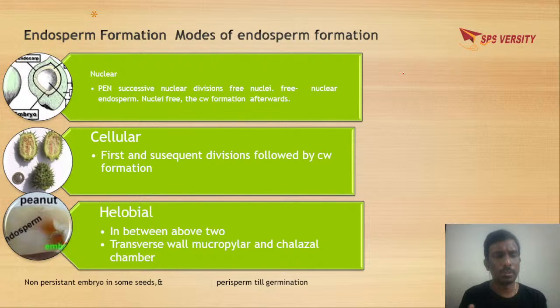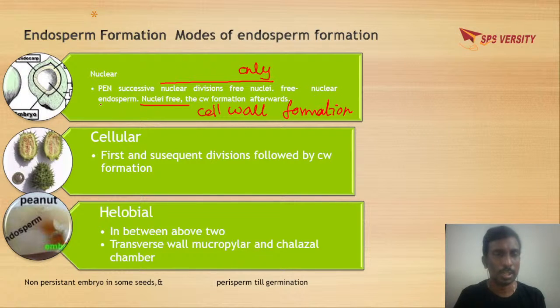There are different modes of endosperm development. In some plants, the PEN, that is primary endosperm nucleus, undergoes nuclear divisions only. Only nuclear divisions, no cytokinesis. Then it will form many nuclei. Later on, after formation of many nuclei, cell wall formation takes place. That means initially it is formed with many nuclei, which is called nuclear endosperm.